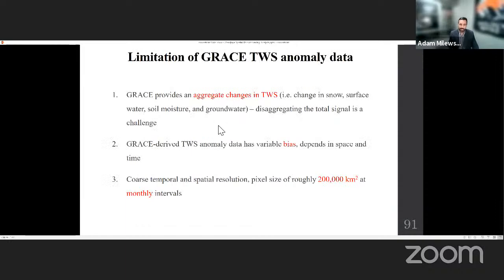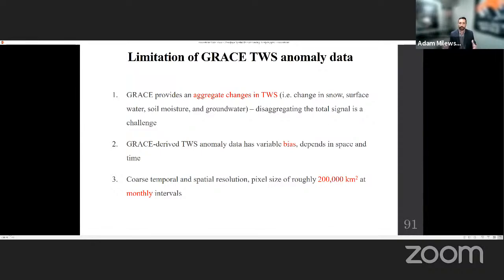Some limitations of GRACE, and I'm going to show you this throughout in some of the data, is that GRACE provides an aggregate change in total water storage. We do not get groundwater, we get total water storage, right? So that means change in snow, surface water, soil moisture, groundwater. And so a large part of the science is how do we disaggregate that total signal?